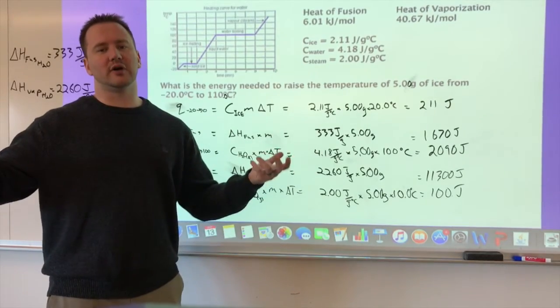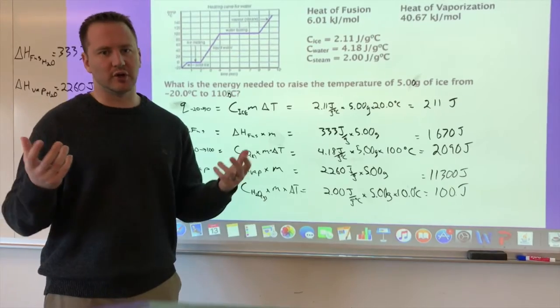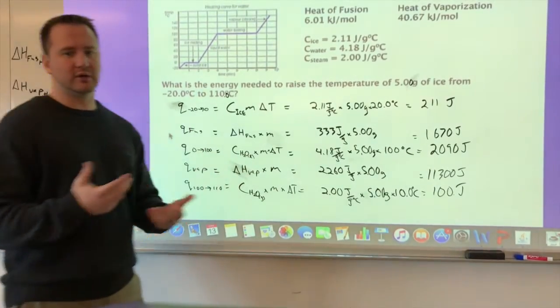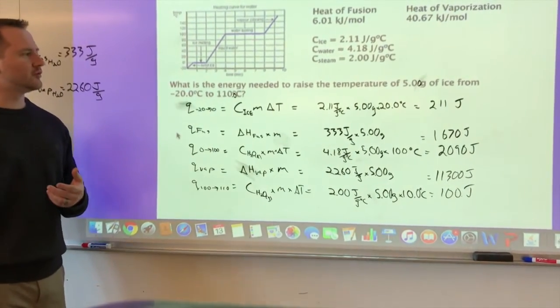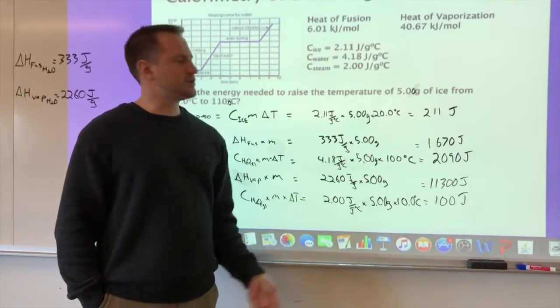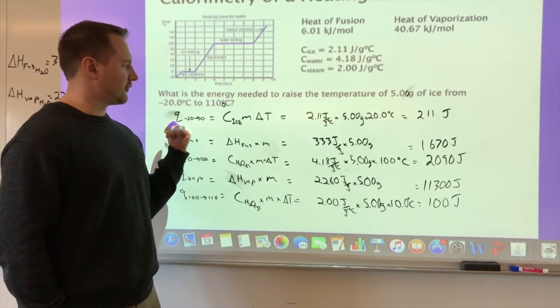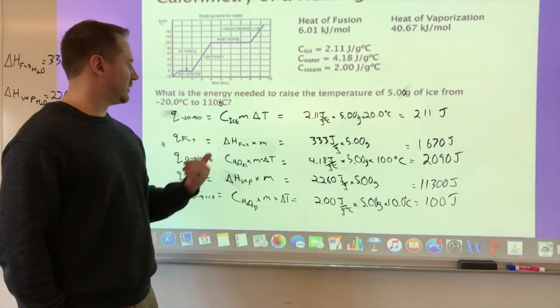You have molecules that are farther apart, so when you're adding kinetic energy, it's going straight into the motion of the molecules and not overcoming any other forces before they're able to move. So here we go: specific heat times the mass times the change in temperature. We get 211 joules for 5 grams of ice to go from negative 20 to 0.